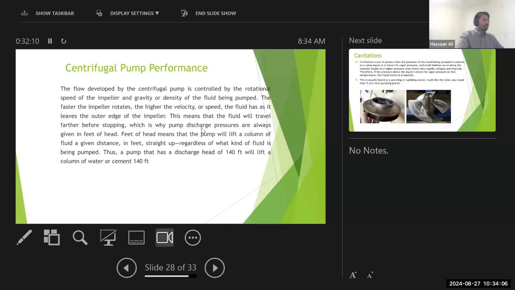One of the examples which you see is that a pump with a discharge head of 140 feet will lift the column of water or cement or any fluid it is pumping to 140 feet. Usually we have pump performance charts, so it's like pressure versus feet of head. It usually comes as part of the design package of the pump. The manufacturer will tell you the pump performance curves.